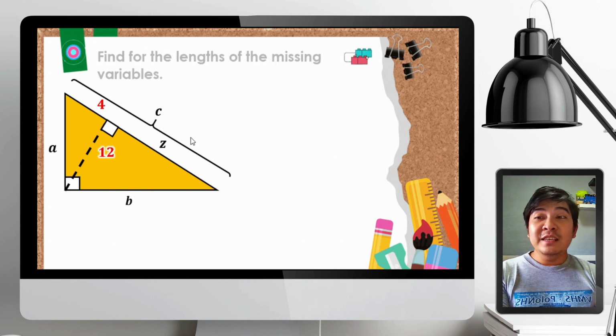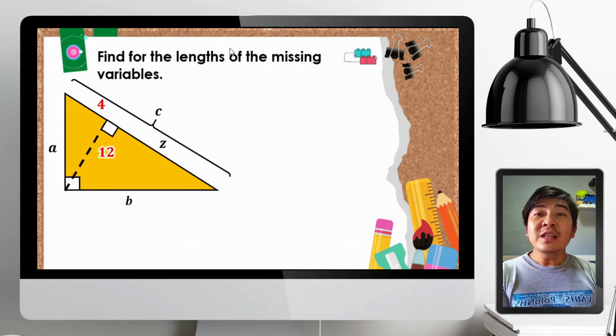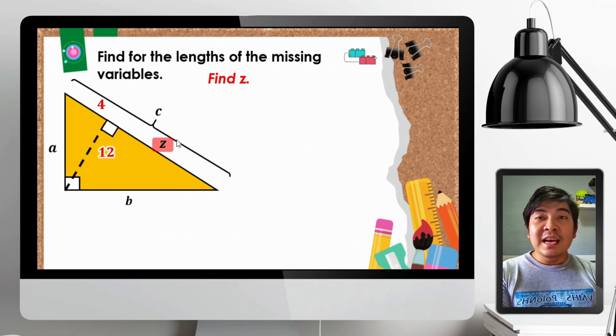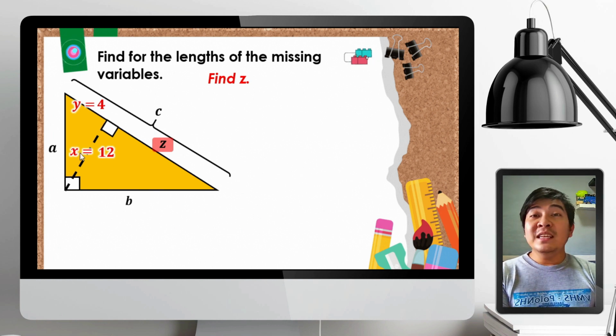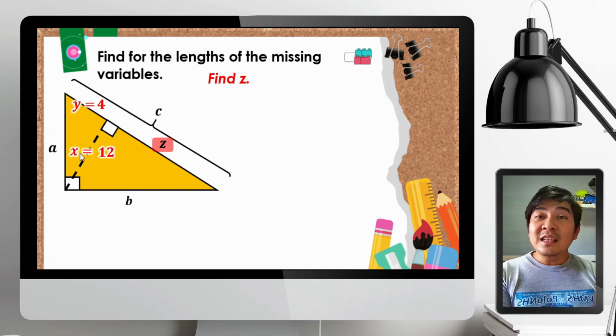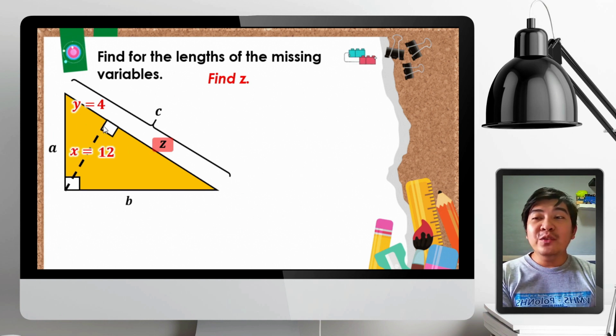Let us have another example wherein we need to find the lengths of the missing variables. So the first one, let us find the value of Z. So bago natin kuhain yung length ni Z, let us represent Y, which is equal to 4, and for 12, let us use X so that we can easily represent the formula. So if you can remember, the altitude X can be solved using the square root of the segments formed after drawing the altitude. Or X is equal to the square root of Y times Z.